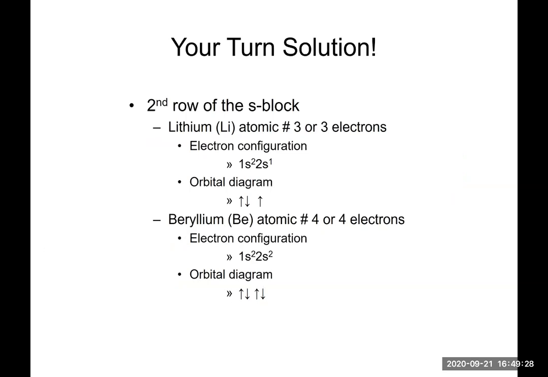Okay, so there's lithium. This is the solution. Lithium is 1s2, 2s1, and then you have 2 electrons in the 1s, 1 electron in the 2s. And then beryllium, 1s2, 2s2. There are 2 electrons in 1s. There are 2 electrons in 2s.